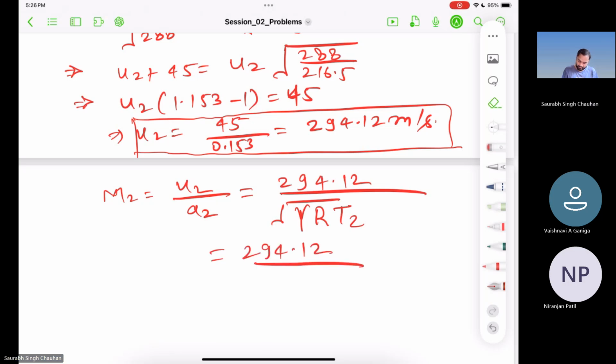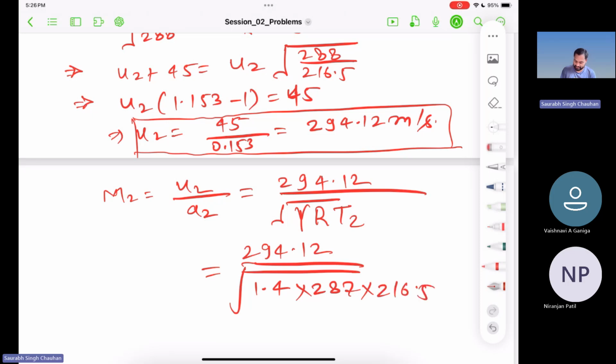294.12 divided by gamma. How much is gamma for air? It is 1.4. And the specific gas constant for air is approximately 287. Okay. Divided by 216.5. I think you remember this thing, right?